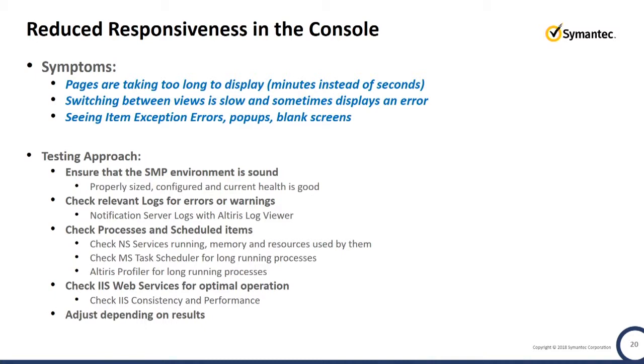And this is just a description of the basic troubleshooting methodology you would use. The number one thing for everything is to make sure your environment's sound, that it was properly designed. I'm not going to repeat this for each scenario, but it's pretty obvious. If you don't have a properly sized infrastructure, if you don't have the proper database IOPS and all that kind of stuff, those are the obvious ones. If it's configured too aggressively, it would be pretty obvious for responsiveness. And then you go look at the logs, check any of the scheduled items or processes, check your web services, and then adjust any of them depending on the results.